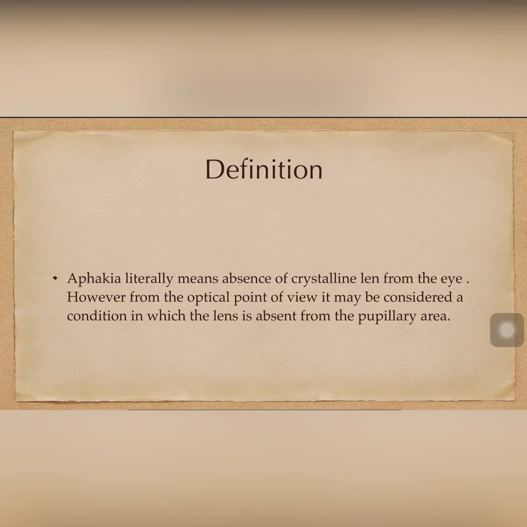So let's talk about the definition of aphakia. Aphakia literally means absence of crystalline lens from the eye. There won't be a lens present in the eye. However, from the optical point of view, it may be considered as a condition in which the lens is absent from the pupillary area.